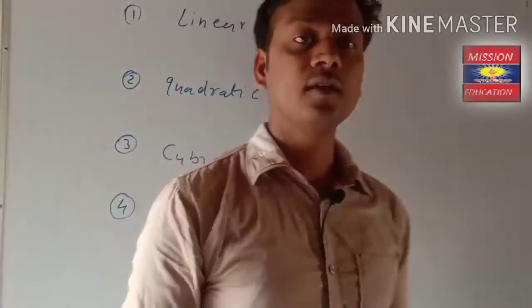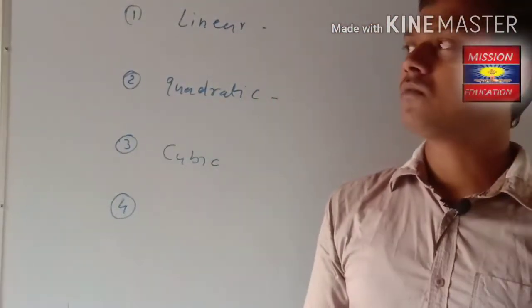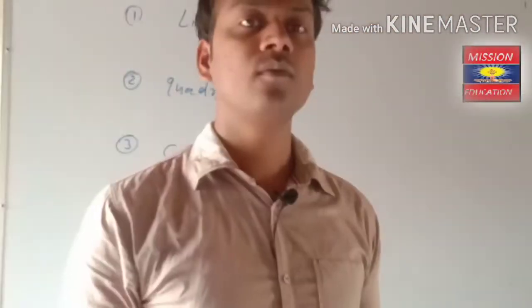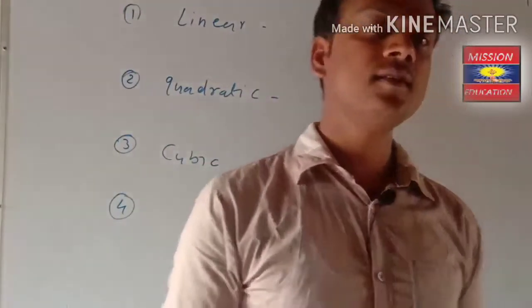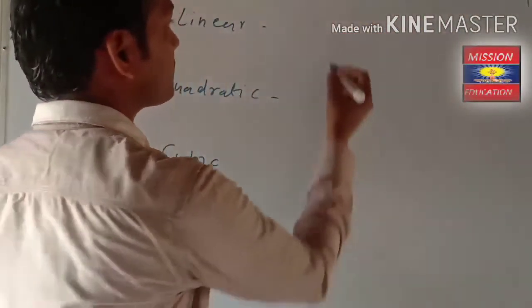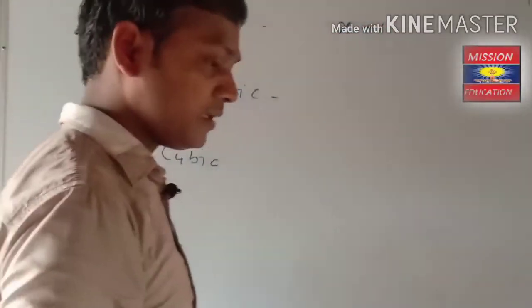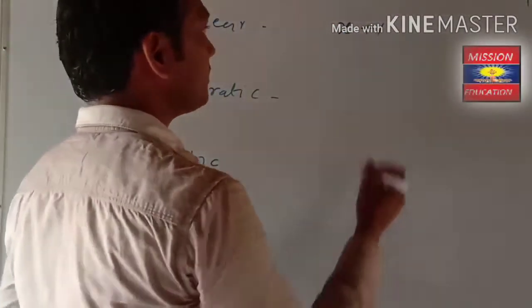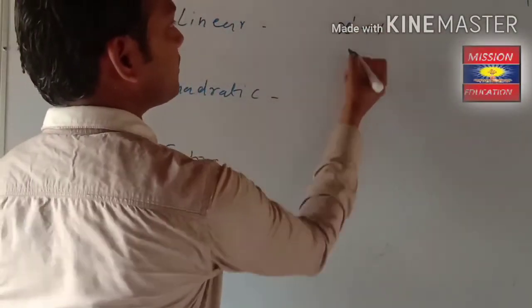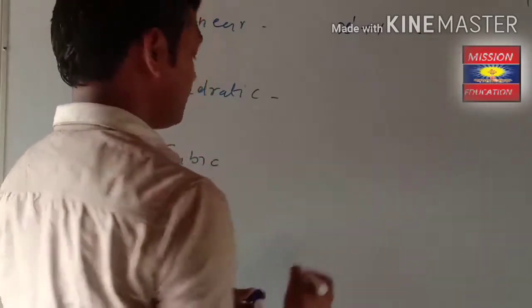What is a linear equation? An equation in which the power of x is equal to 1 is a linear equation. For example, x plus 1. We can observe here that the power of the variable x is 1, so it is a linear equation.